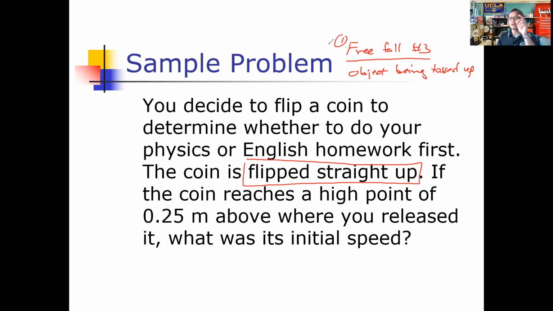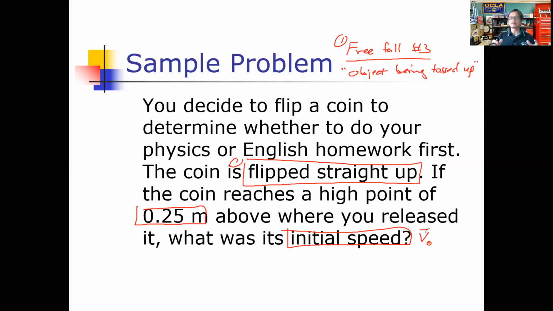So again, this is free fall case number 3, in which the object is being tossed up, and then it falls back down. What we're focusing on here is only the object being tossed up. We're told that the object reaches a high point, and that high point is 0.25 meters above where you started. They're asking, what is the initial speed? So they're asking you to solve for V initial. That's what we're given in this problem.